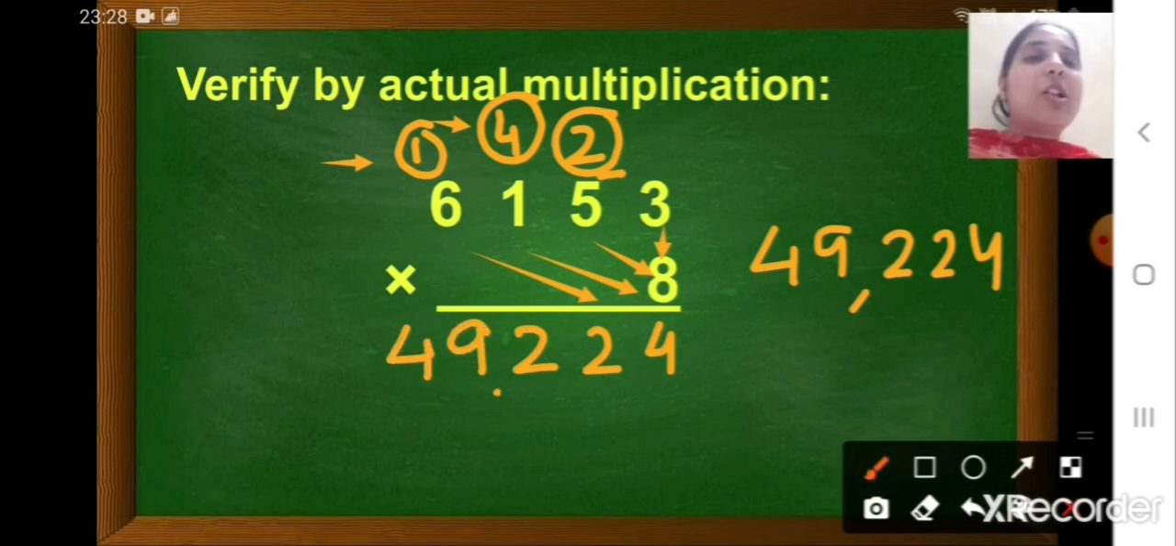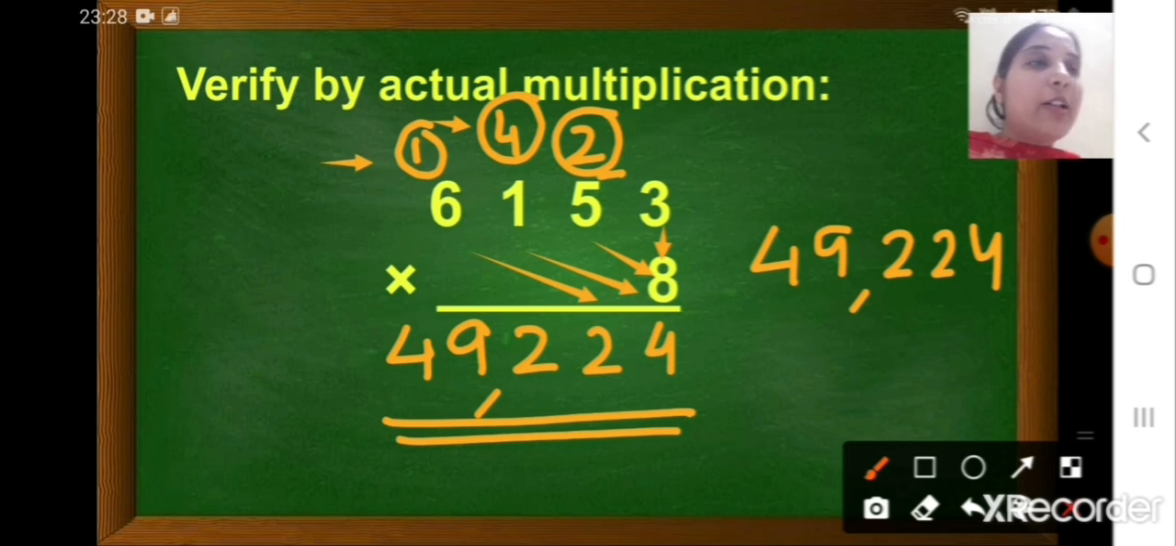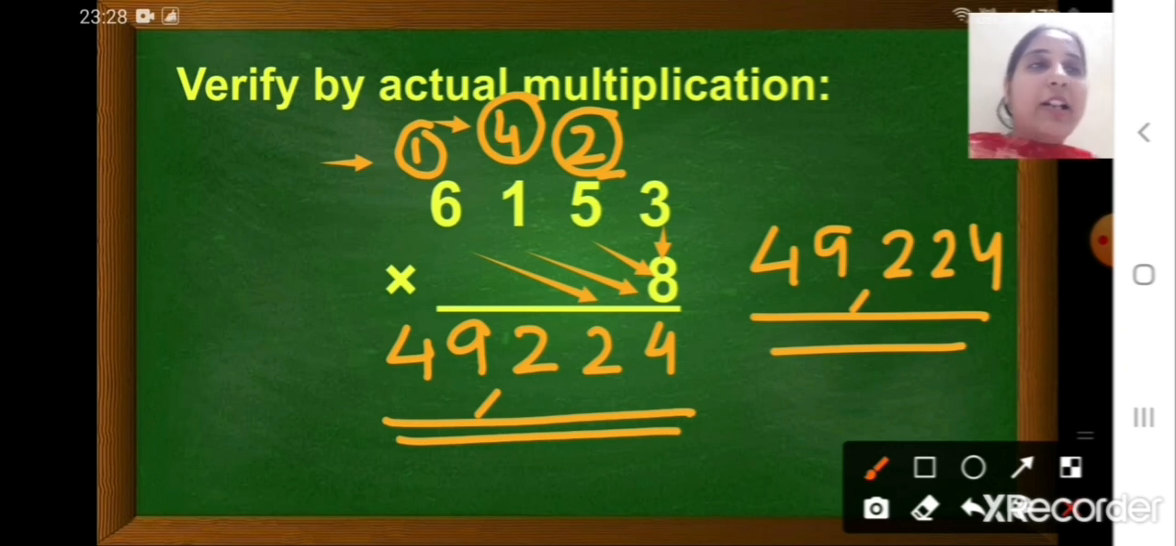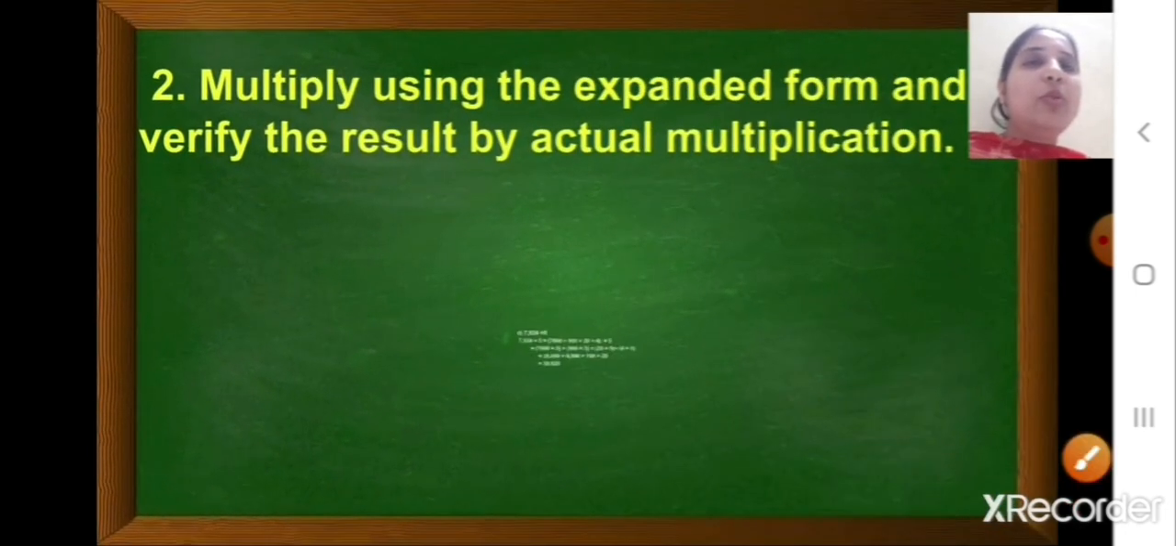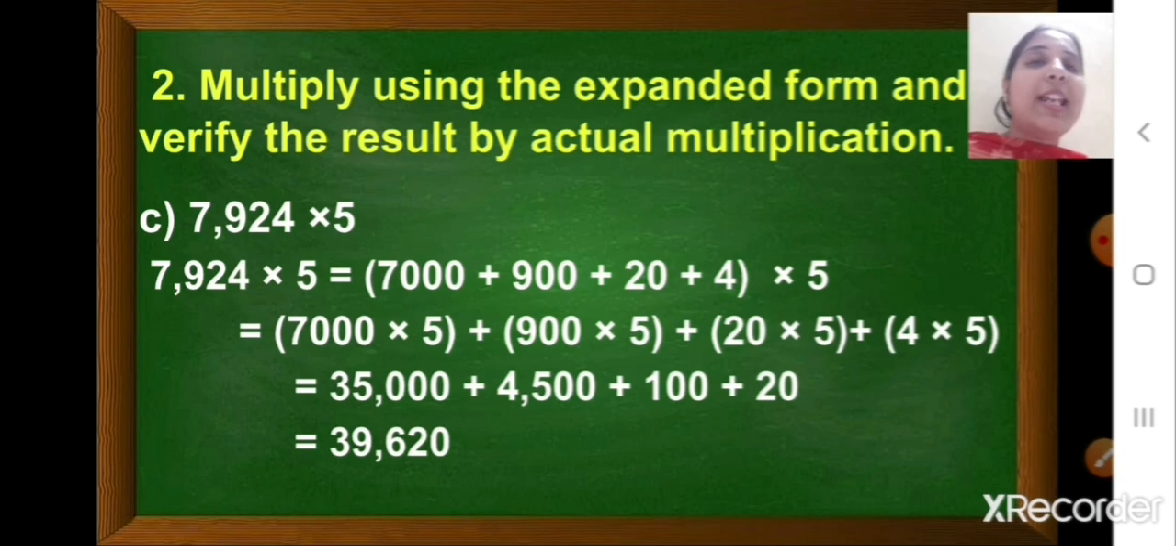So children, here also after verifying it by actual multiplication, we got the same answer that we got after multiplying using expanded form. If you remember, it was 49,224. So what does it show? It shows that our multiplication using expanded form was correct. Okay children. Now let's move to the next question, question number C.